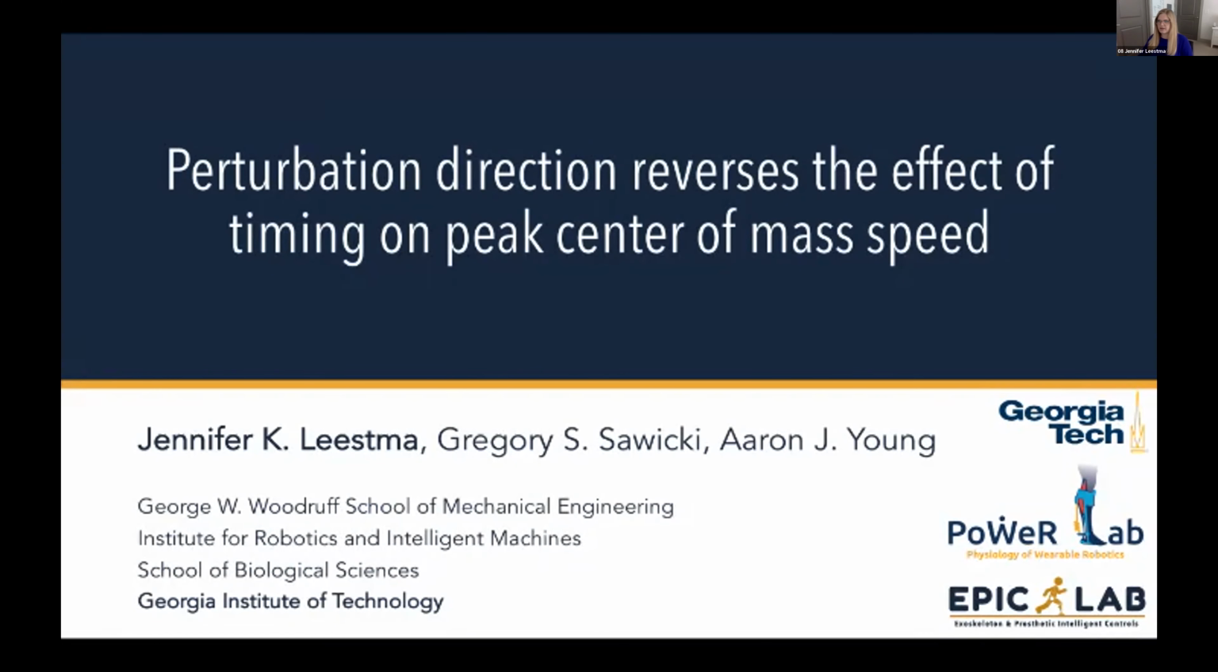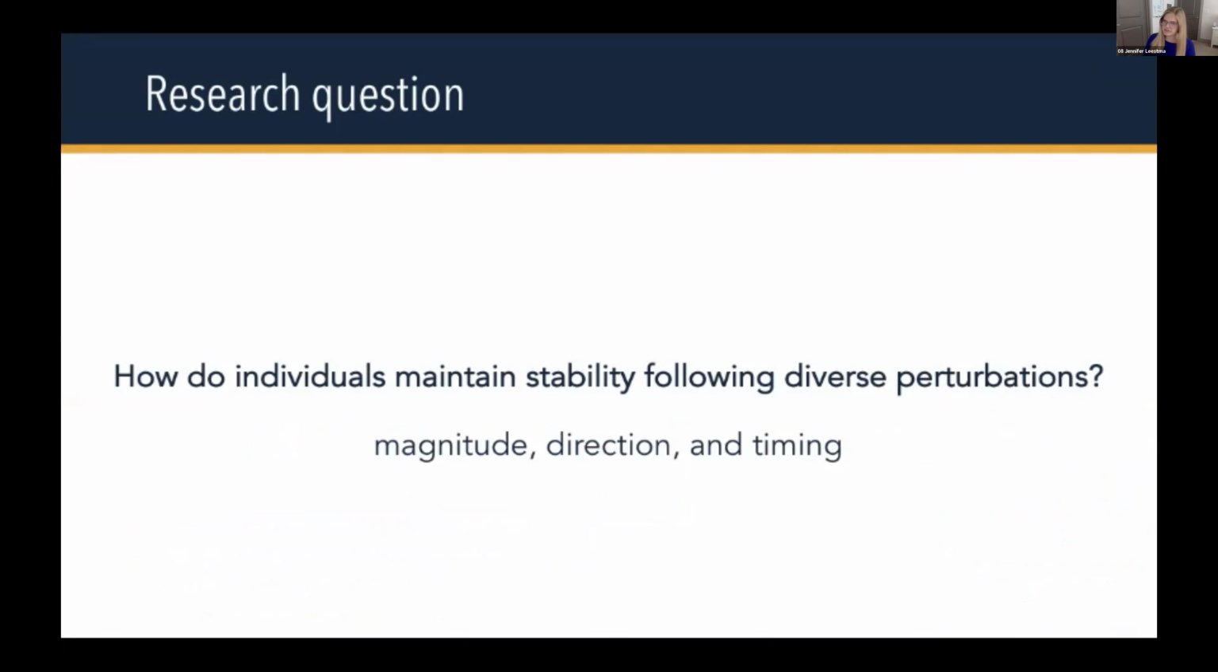So thank you so much. My name is Jenny Leestma, and today I'm going to be talking about some of our work looking at how perturbation direction and timing affect peak center of mass speed. So to jump right in, our research question is, how do individuals maintain stability following diverse perturbations? And some of the characteristics of perturbations that we're looking to investigate are magnitude, direction, and timing.